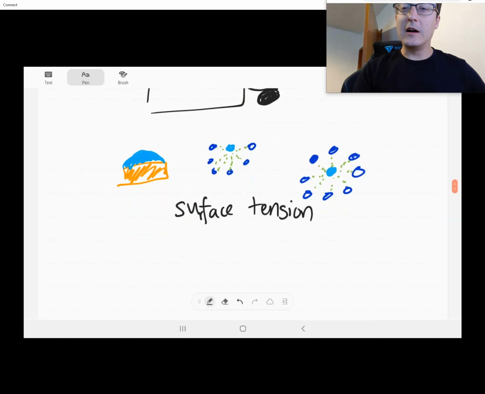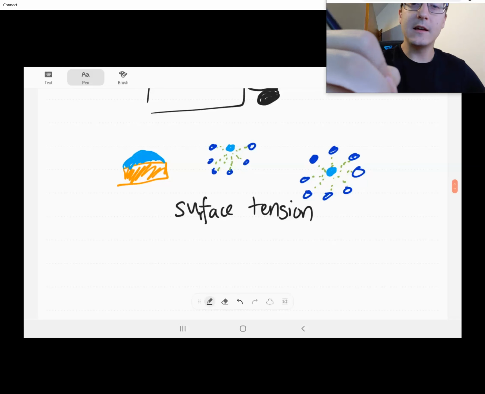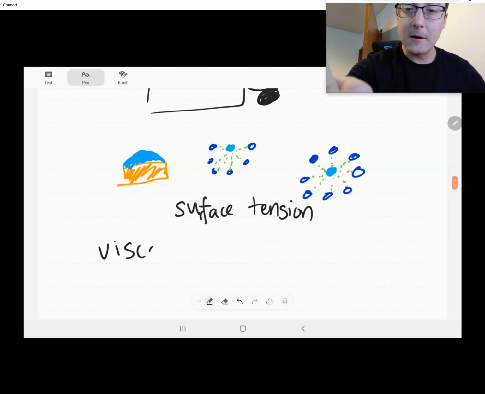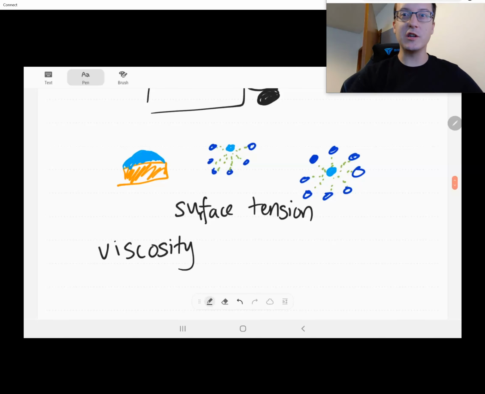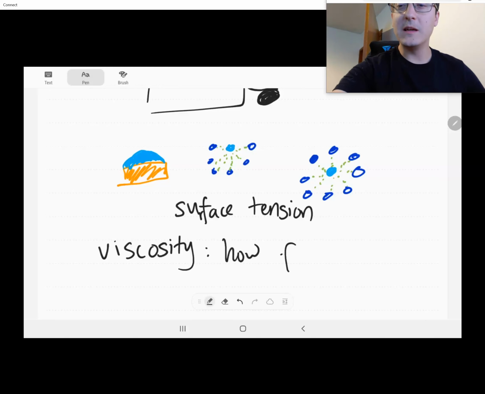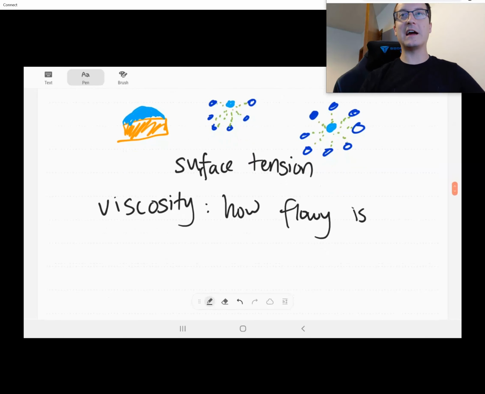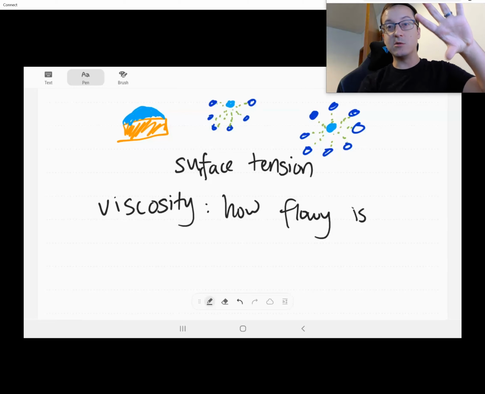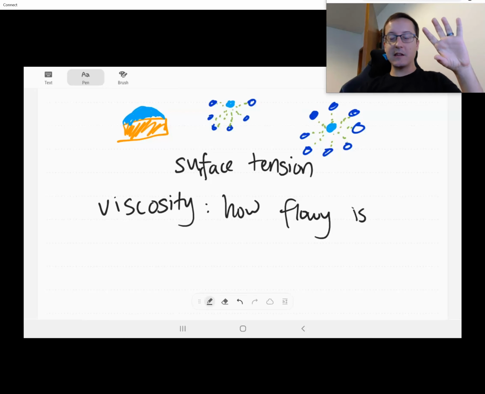Cool. So we also have viscosity as another implication of these intermolecular forces. And that is kind of how flowy something is. Okay, it's essentially its resistance to flow, but that's okay. You've seen, perhaps, water moving. You can flow water fairly easily, right? You can take water and pour it from one container to another container. We can also do the same thing with honey, right?